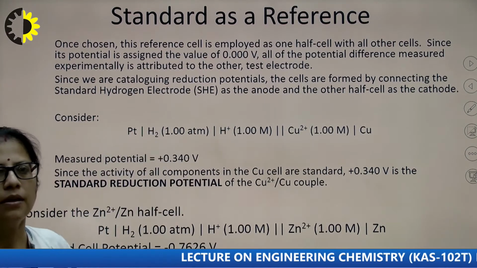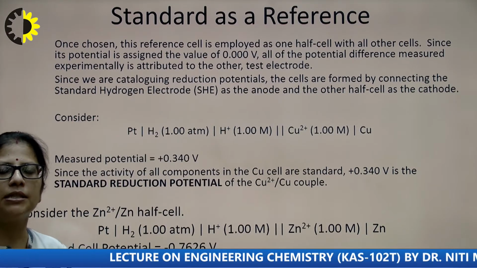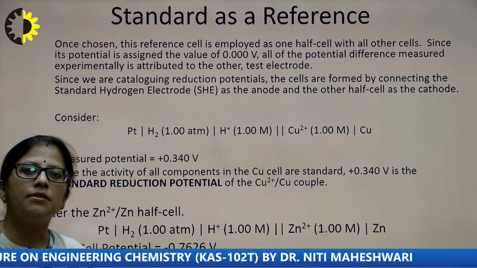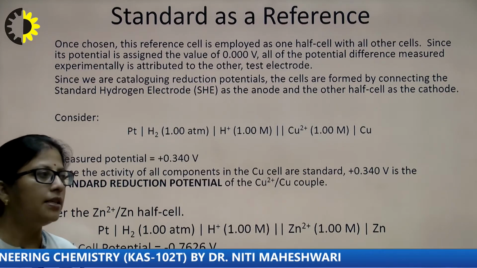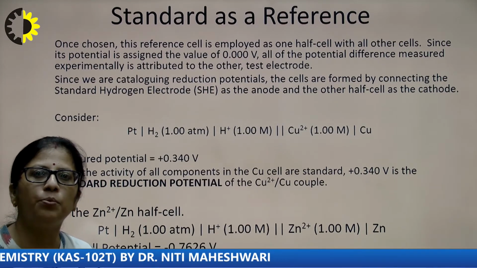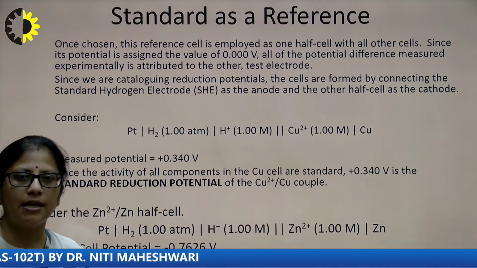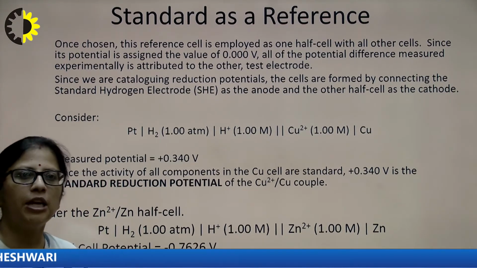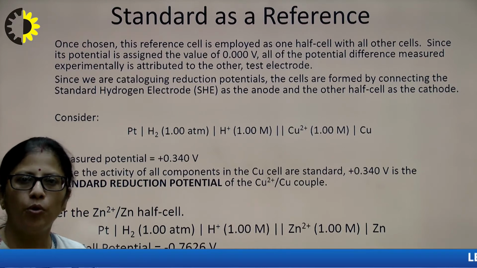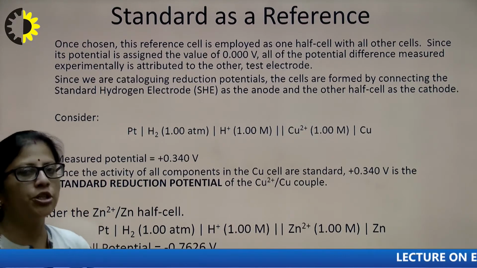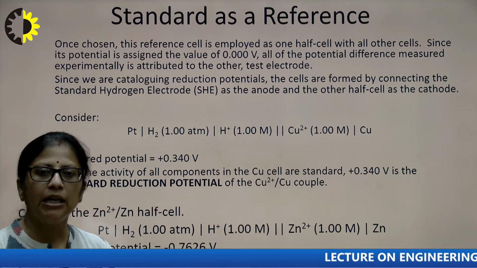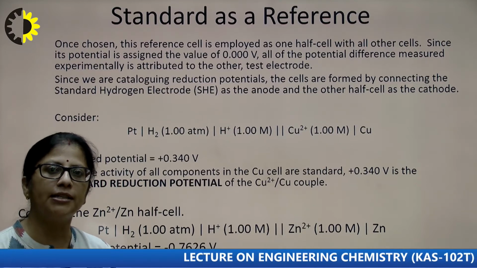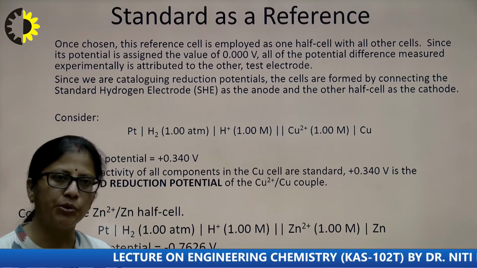Now, how the standard hydrogen electrode works as a reference. Once we have chosen the standard hydrogen electrode as a reference, this reference cell is employed as one half cell with all other cells. We connect it with the other half cells. Since its potential is assigned the value of 0 volts, all of the potential difference measured experimentally is attributed to the other one, that is the test electrode, whichever electrode we are connecting with the standard hydrogen electrode.